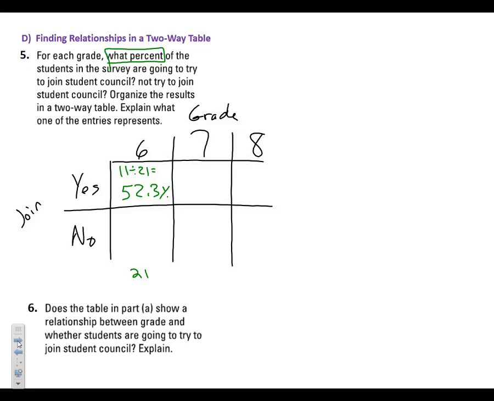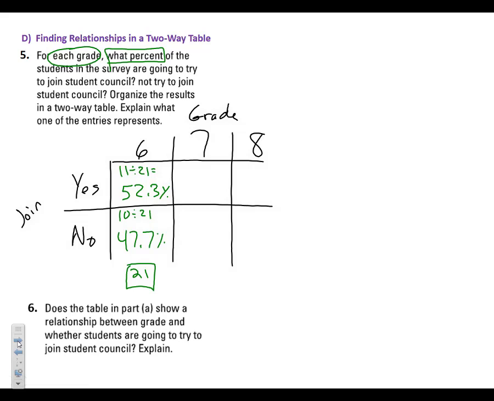Well, I don't need to actually do the division. I could, because we know that 10 said they were not going to join. So if I went 10 divided by 21, I should get the other part of that 100% of sixth graders, which is 47.7%. If I add those two percents together, 52.3 and 47.7, I get 100% of the sixth graders. And it said for each grade. So we're doing the grades separately. That's why we're using the marginal frequency for the number of sixth graders.